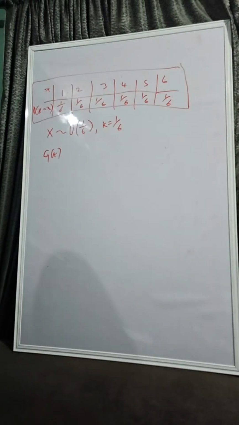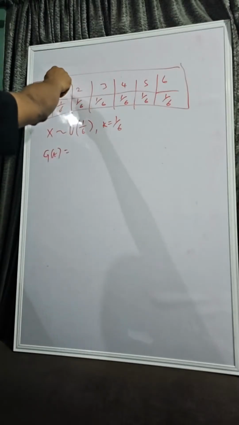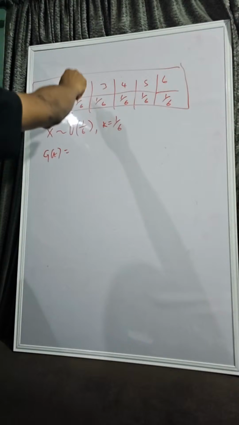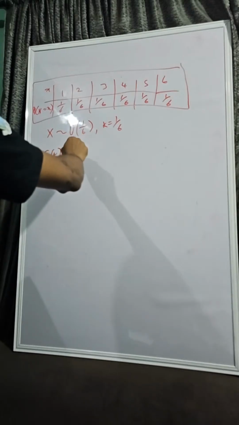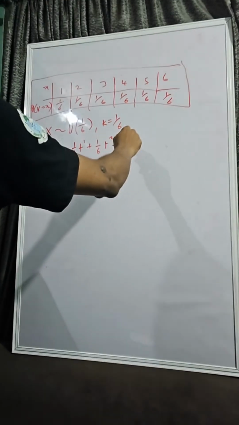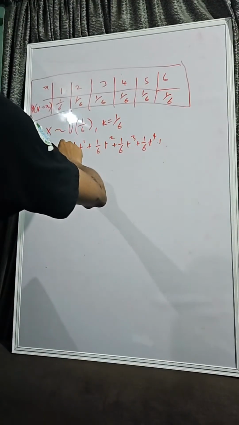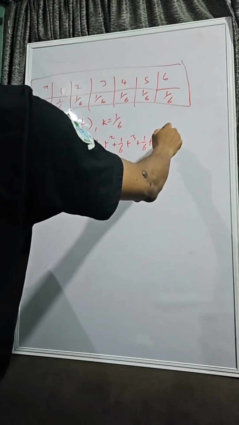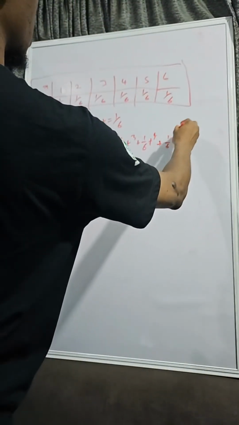Now, what is our G of T going to be? You multiply this by this, all through. So the first one will be what? T raised by 1 times 1/6 plus T raised by 2 times 1/6 again, and so on and so forth. This will be 1/6 times T raised by 1 plus 1/6 times T raised by 2 plus 1/6 times T raised by 3 plus 1/6 times T raised by 4. Sorry, should be plus here. Plus 1/6 T raised by 5 plus 1/6 T raised by 6.